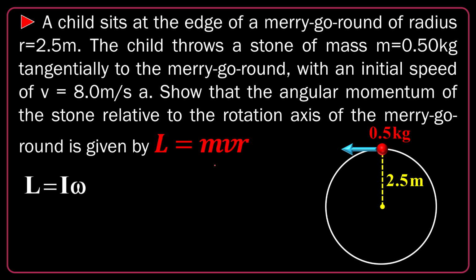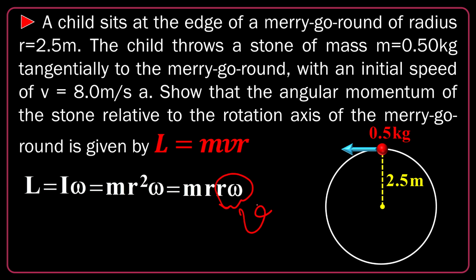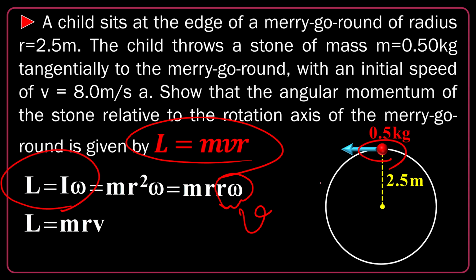Okay, let's start from the basic definition of L. It's I omega, you know. I for a point mass is mr squared. So let's plug in, and then I can decompose r squared like r times r. Mathematically it's correct, you know. R omega is exactly v, the linear speed. So we can write it as mrv. So we prove that L equals mvr is another representation of I omega, but for a point mass.